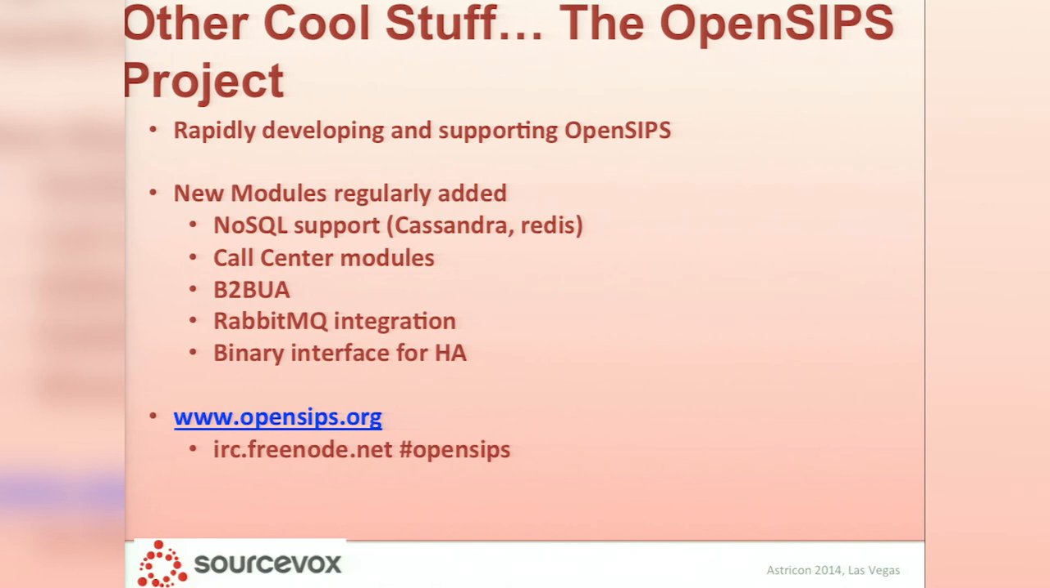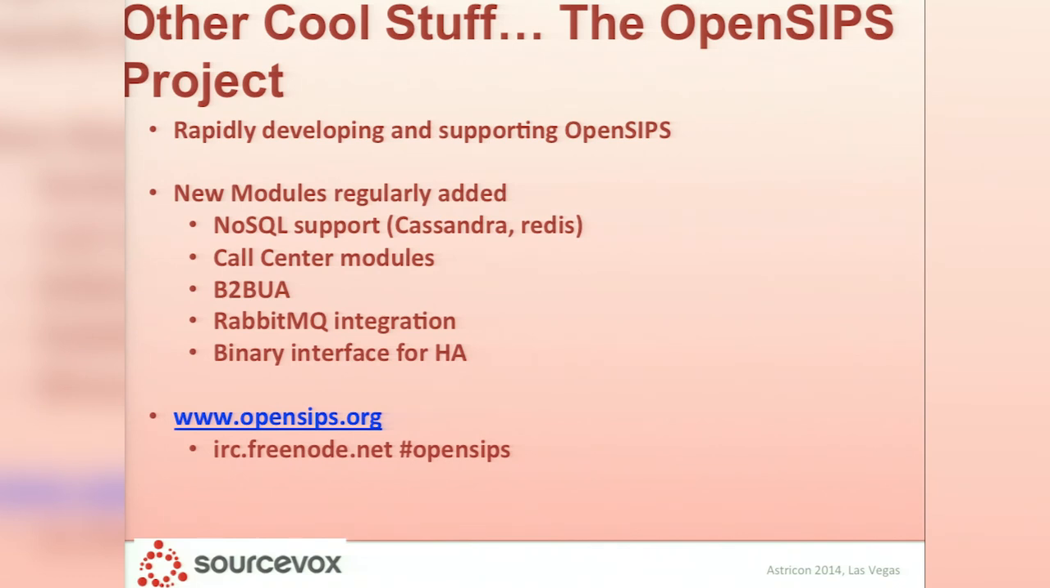And they have this binary interface as well, which means that you can do true active-active, so have two boxes live at the same time. Those guys have a mailing list, they're at opensips.org, and they're on IRC as well.